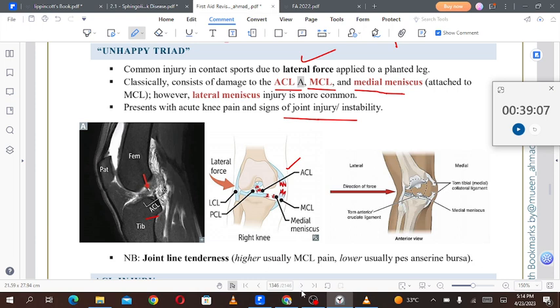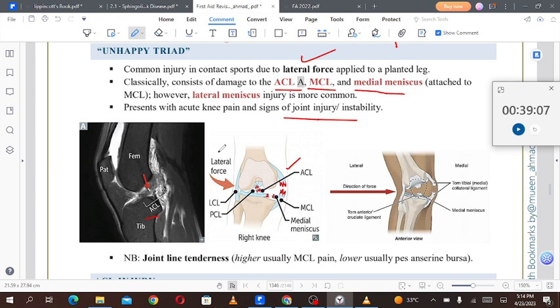So we were talking about the lateral blow. In that case, these three things can be damaged: anterior cruciate ligament, the medial collateral ligament, and medial meniscus, because it is attached to the medial collateral ligament. But the more common injury is to the lateral meniscus. So either of the two menisci can be damaged, but these two are damaged for sure.